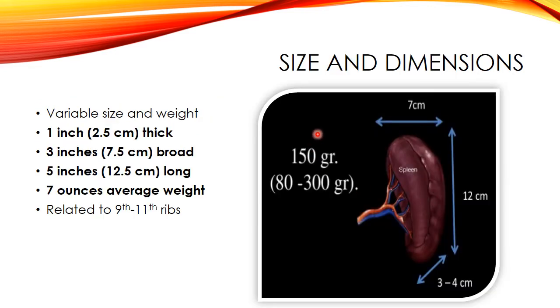So the size and dimensions of the spleen are relatively variable and they differ from person to person. The spleen is approximately 3 to 4 centimeters or around 1 to 2 inches thick. It is 3 inches or around 7.5 centimeters broad, and it is around 5 inches or 12 to 13 centimeters long. These are the dimensions of the spleen, and the weight of the spleen varies from 80 to 300 grams in different individuals. And as we already know, the spleen is related to the costal surface of the 9th, 10th and the 11th ribs on the left side.